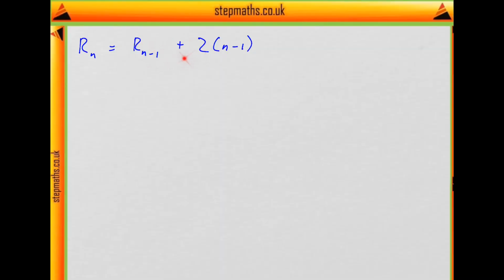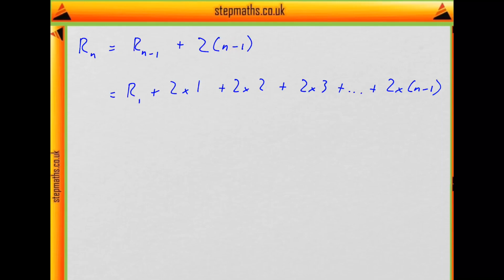Okay, so here's the relationship we're starting with. And how do we unrecursify this? Well, imagine starting with 1. We know we start with 1 and then we add 2 times 1, and then we add 2 times 2, and then we add 2 times 3, etc. So let's just write that. We start with our 1, and we add 2 times 1 plus 2 times 2, etc. all the way up to 2 times n minus 1, and this is the last term we add.